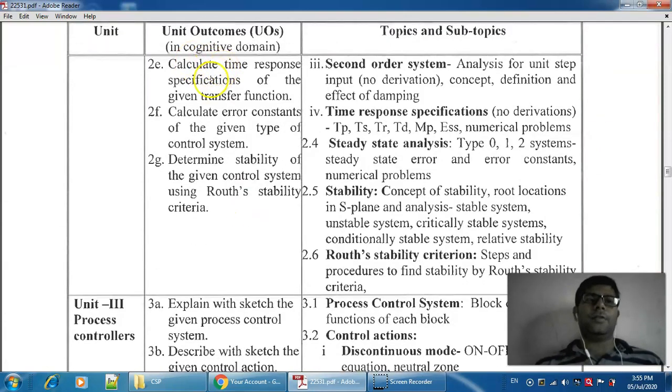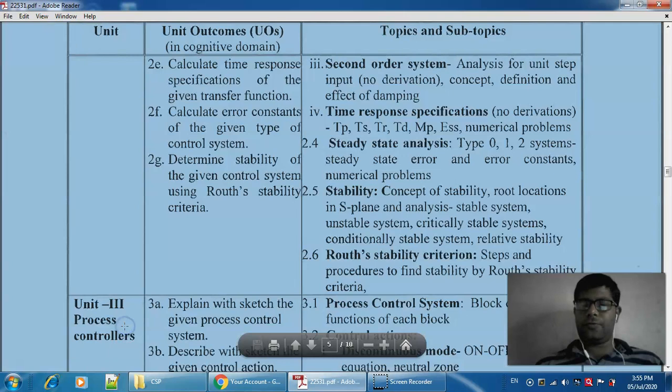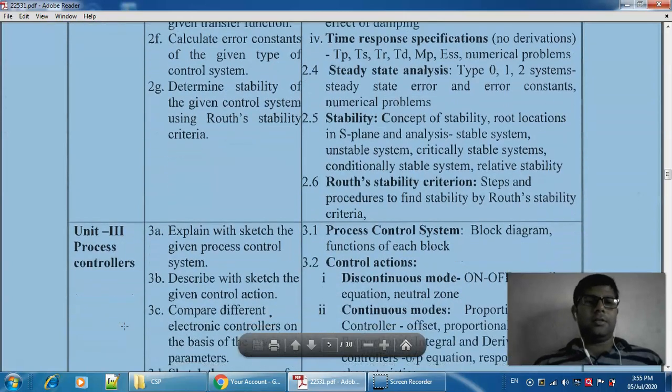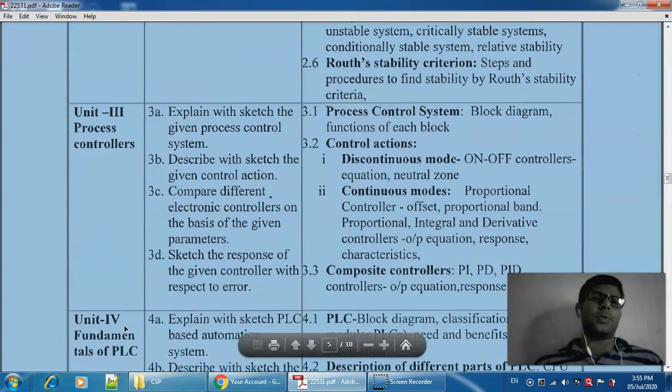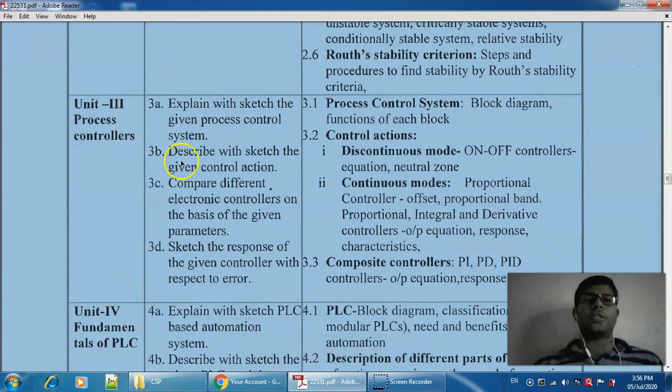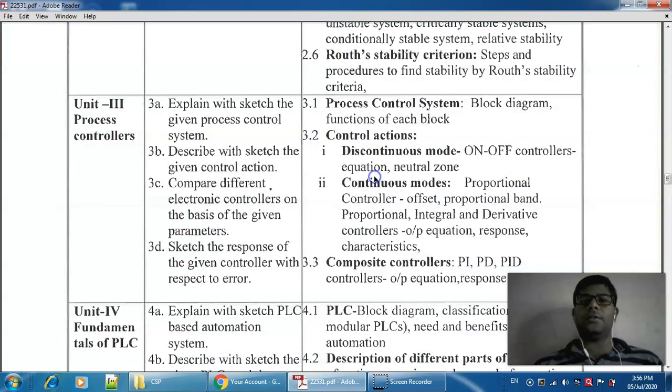Then fifth unit outcome, then sixth, and then seventh likewise. So these are the unit outcomes of each chapter. So what is the third chapter? Third chapter is process control. Process controllers. Already I told you there are three main controllers in this chapter, that is PI, PD, and PID.